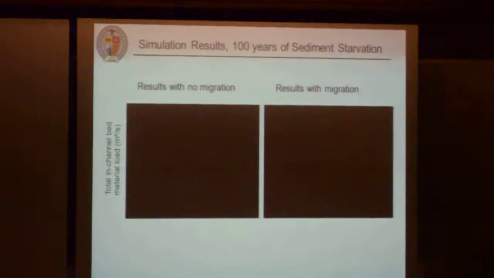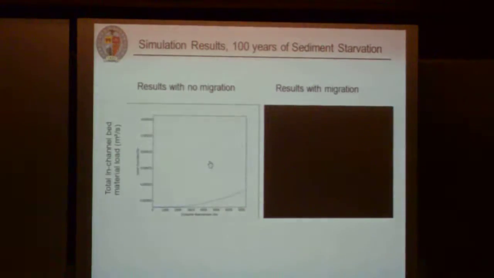Okay? And now, let's see, I'm going to start running. What do the results look like? If we have no migration, and we put the dam in. This is 100 years of sediment starvation, so we're not simulating the dam removal here, just the creation of the dam. The river runs out of sediment really fast.